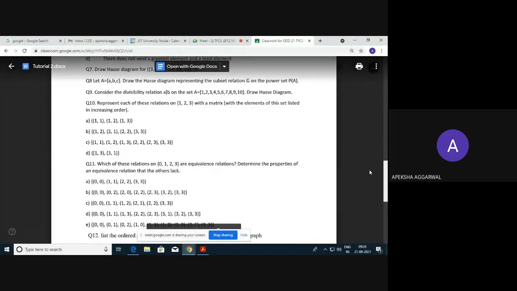Question number 10: draw this using a matrix. And question number 11 is about equivalence relation. So question number 10, you can solve right now.